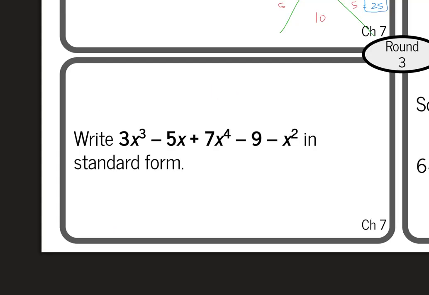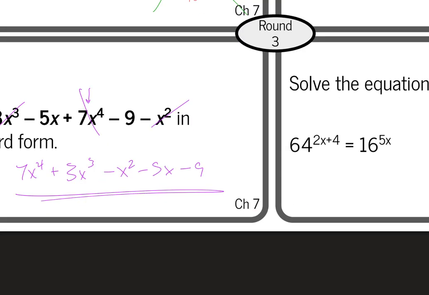Write this in standard form. So easy. You find the guy with the biggest exponent. You write him first. Then you go next. It's 3x cubed. Next, negative x squared. Next, and next. So easy.